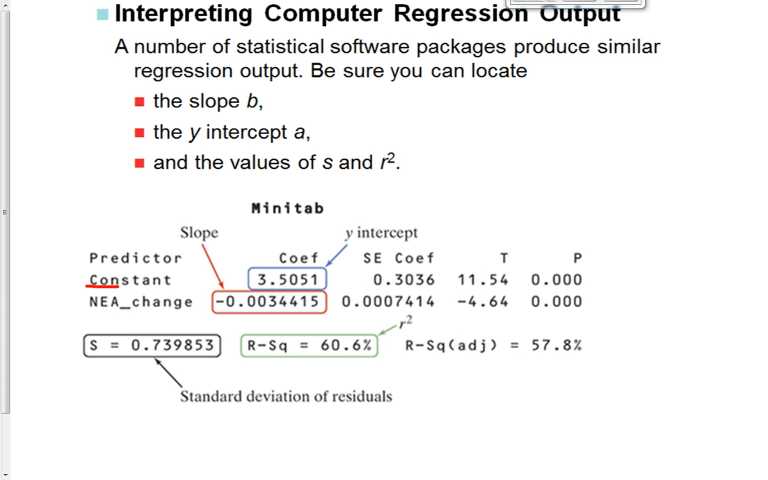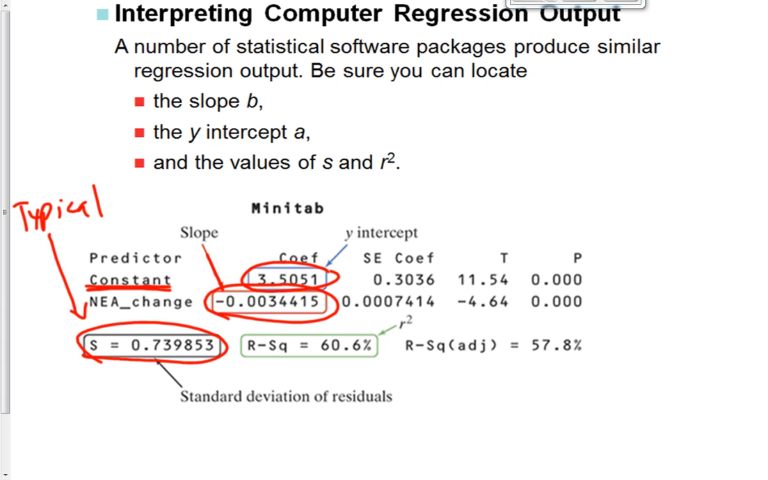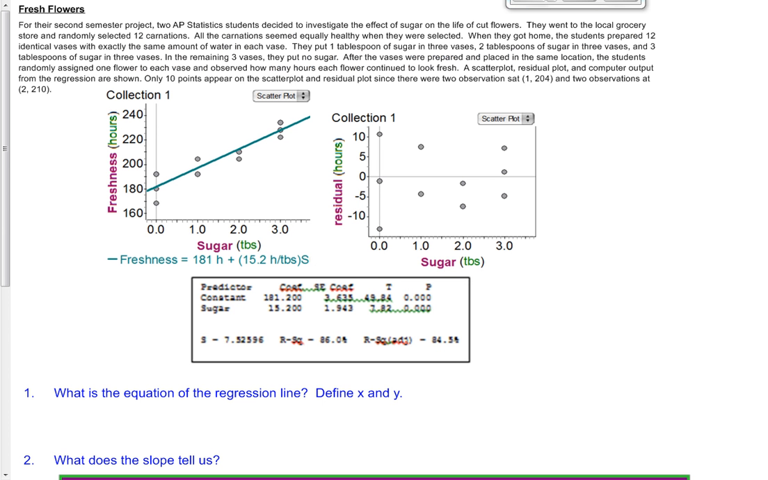This right here, when it says constant, the constant is another way of saying the y-intercept. The one right below it is going to be the slope of our line. And right here it tells us this is s. This is going to be what we use as our typical error. And then our r squared is our percent off that we are. Right here is going to be our r squared. So those 4 numbers you need to pay attention to when I give you an output from a Minitab software system. So let's understand this one here.